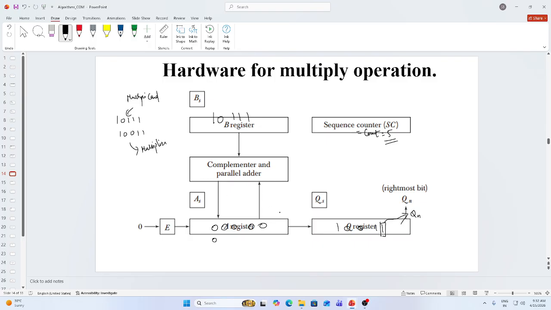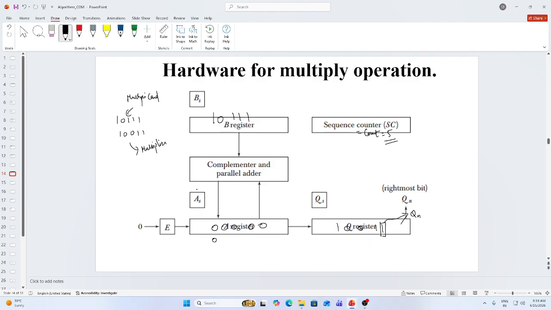Every time I want to shift right, and perform addition with this parallel adder. So why do I require a complementer? In this case we are not using it; it is in the Booth multiplier that we are going to use the complementer. In this shift and add algorithm we are not going to use a complementer, we are going to use this parallel adder.